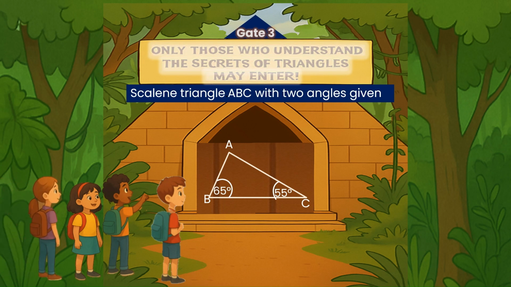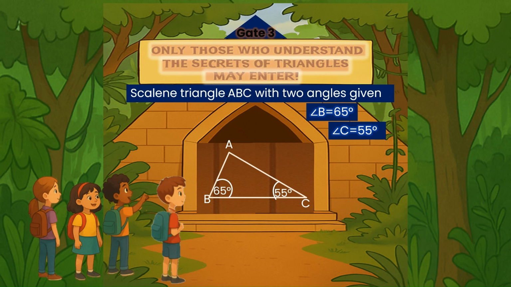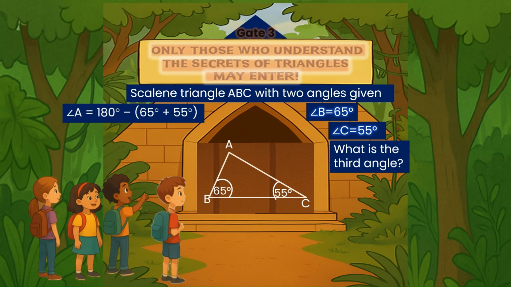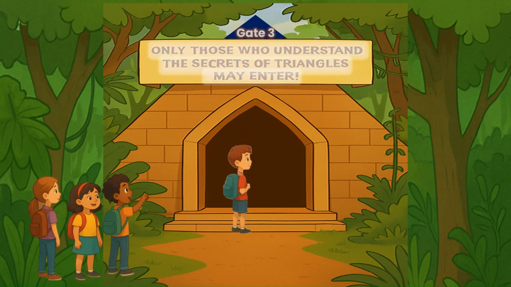The gate was guarded by a scalene triangle. 2 angles were given. Angle B is equal to 65 degrees, angle C is equal to 55 degrees, and they had to find the third angle. Hari did a quick mental calculation using the angle sum property. Angle A is equal to 180 minus (65 plus 55) is equal to 60 degrees. At once, with a chiming sound, the great door opened and their adventure continued.